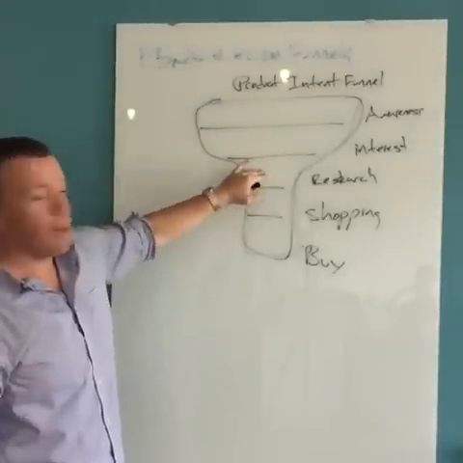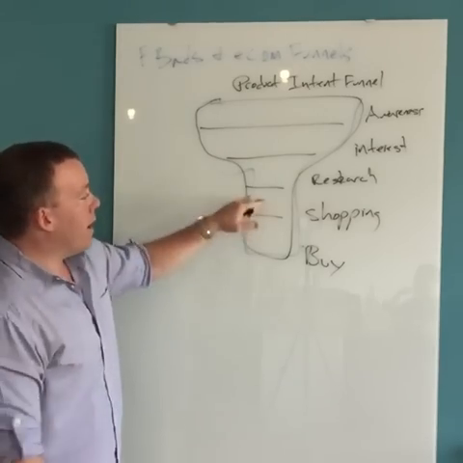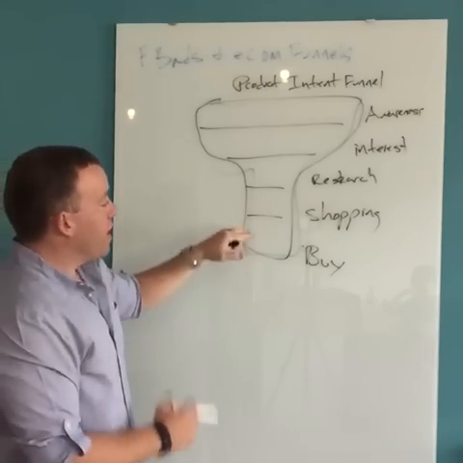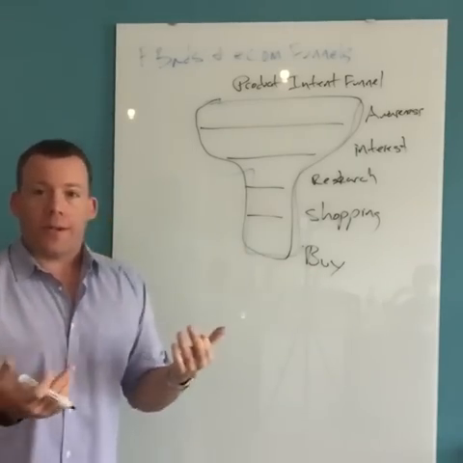So step 1, they're aware of a product. Step 2, they're interested. Step 3, they're researching that product online, or that niche, I should say, that product type. The next step is the shopping, when they're actually looking at different brands, different suppliers, different manufacturers, and then finally they buy.